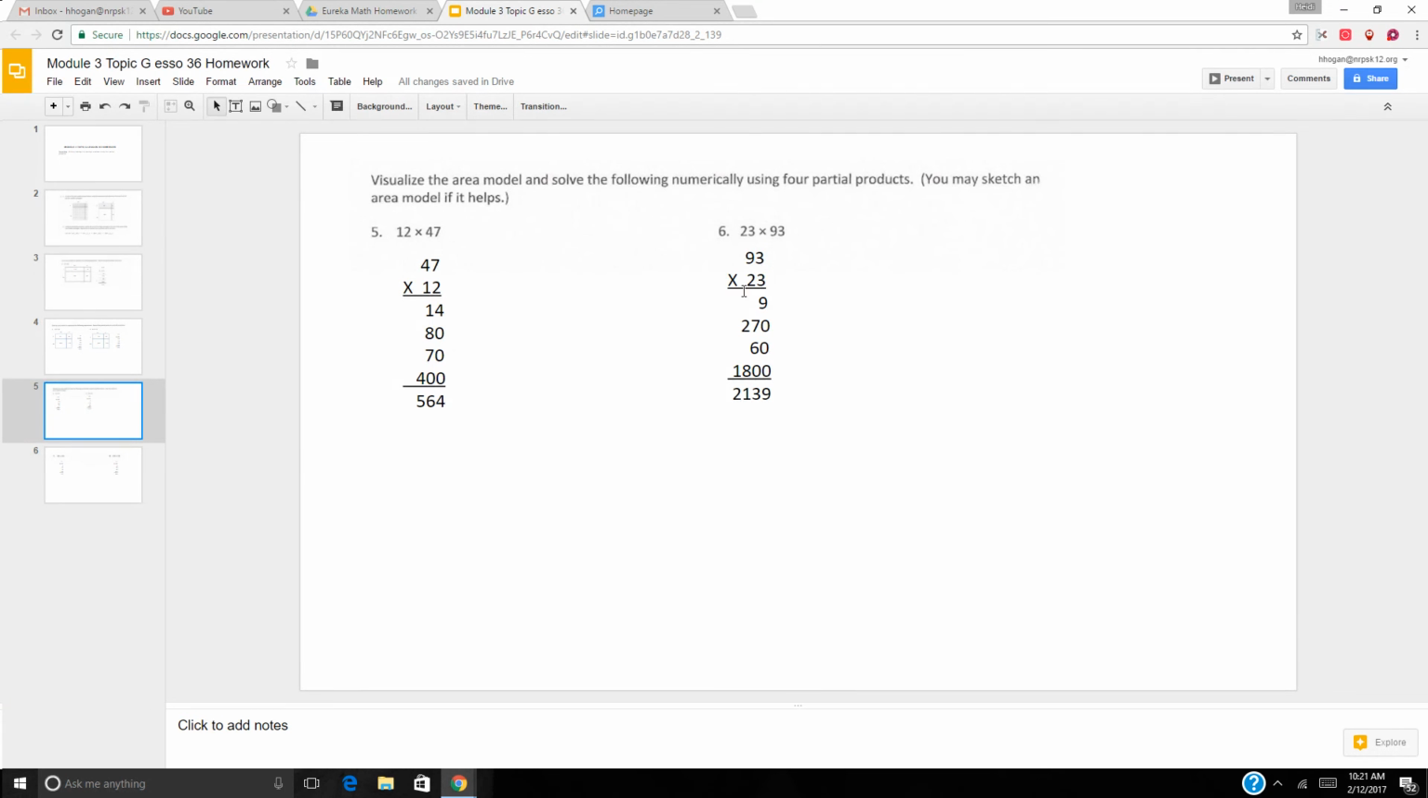23 times 93. Start in the ones place. 3 times 3 is 9. 3 times 90 is 270. 20 times 3 is 60. 20 times 90 is 1,800. Add them together and you get 2,139.